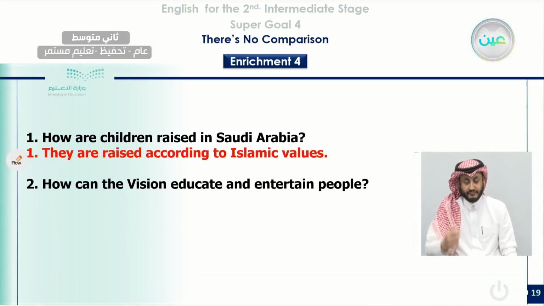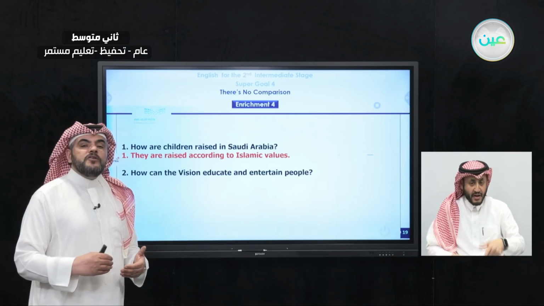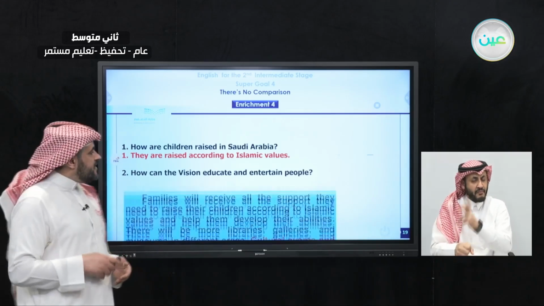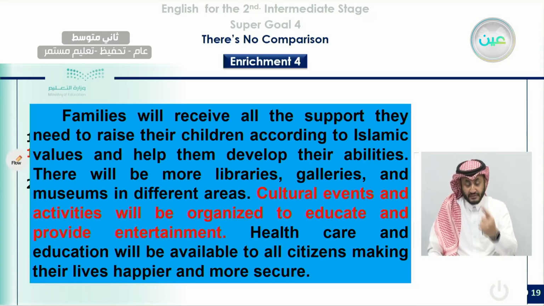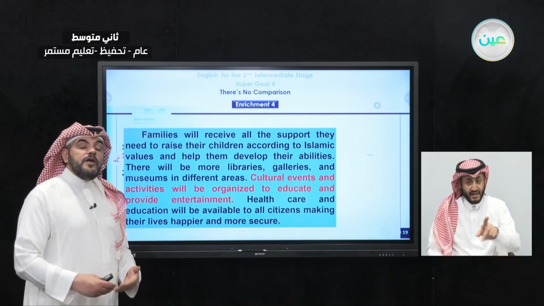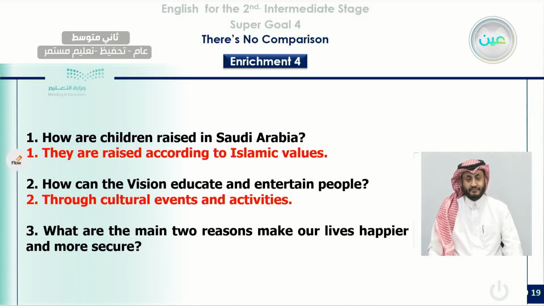Next, number 2, how can the vision educate and entertain people? You know, one of the aims of the Saudi Arabian vision is to entertain people and to educate them also. What is the vision doing to achieve that? Let's go back. Cultural events and activities will be organized to educate and provide entertainment. So there will be 2 things, cultural events, okay, and activities. This will help to entertain people and at the same time will educate them. Entertainment and education.